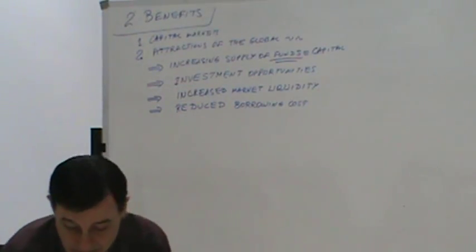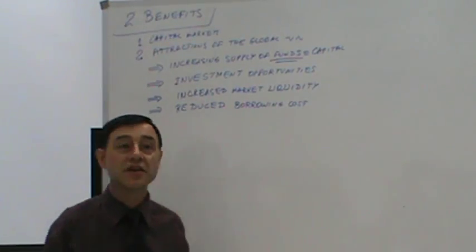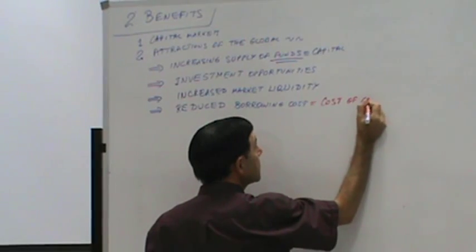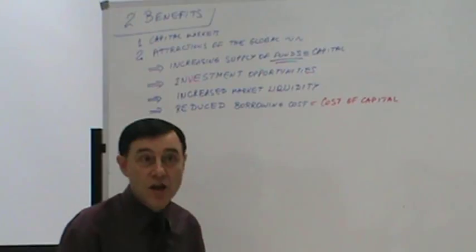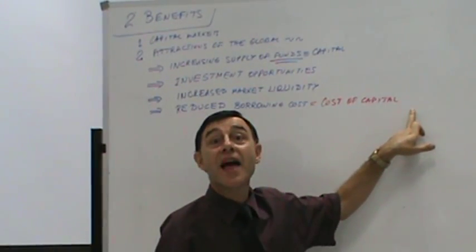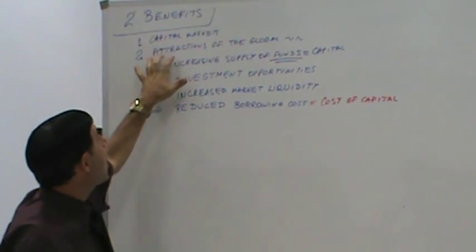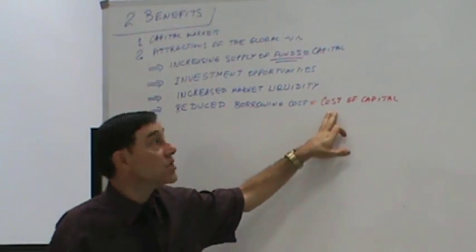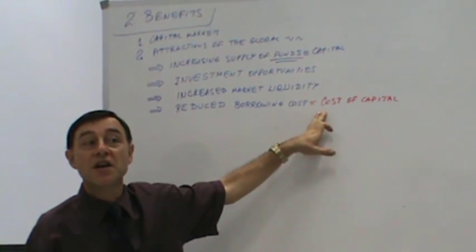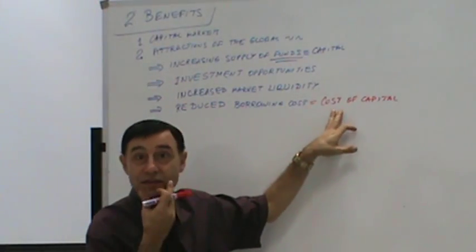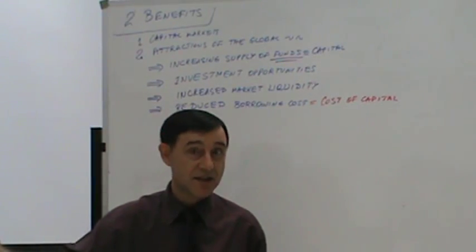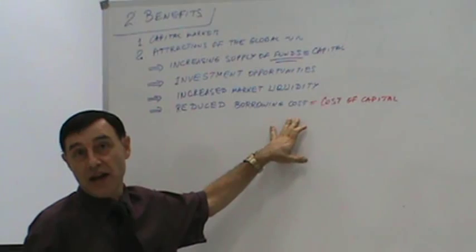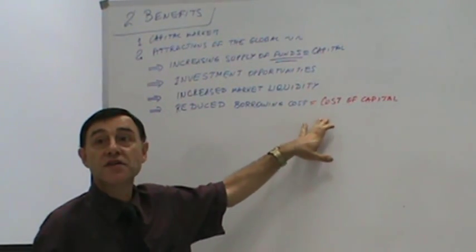So reduced borrowing cost. Now, borrowing cost in finance has a very special name, which is in every single textbook everywhere. It's called cost of capital, where capital again means debt and equity. So global capital markets are attractive because the increased supply of capital effectively reduces the cost of capital. So businesses love it. Lower cost of capital means businesses pay less to their investors, to their creditors. Okay, they don't have to pay as much. So businesses, governments, borrowers in general have a lower cost of capital.